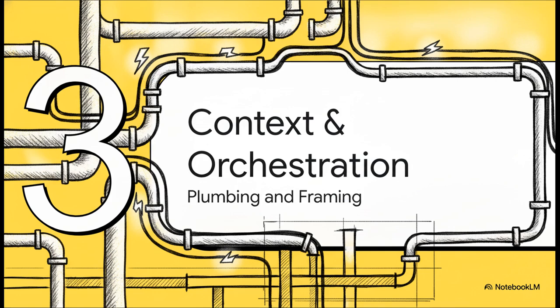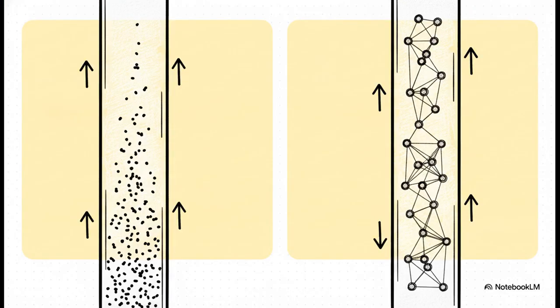Let's move to Section 3, the context and orchestration layers. This is the plumbing and framing of our system. In Layer 3, the context layer, the system relies on specific tools to connect all that structured data we just talked about, pushing it upward into the system. LangChain typically handles the vector data provisioning.